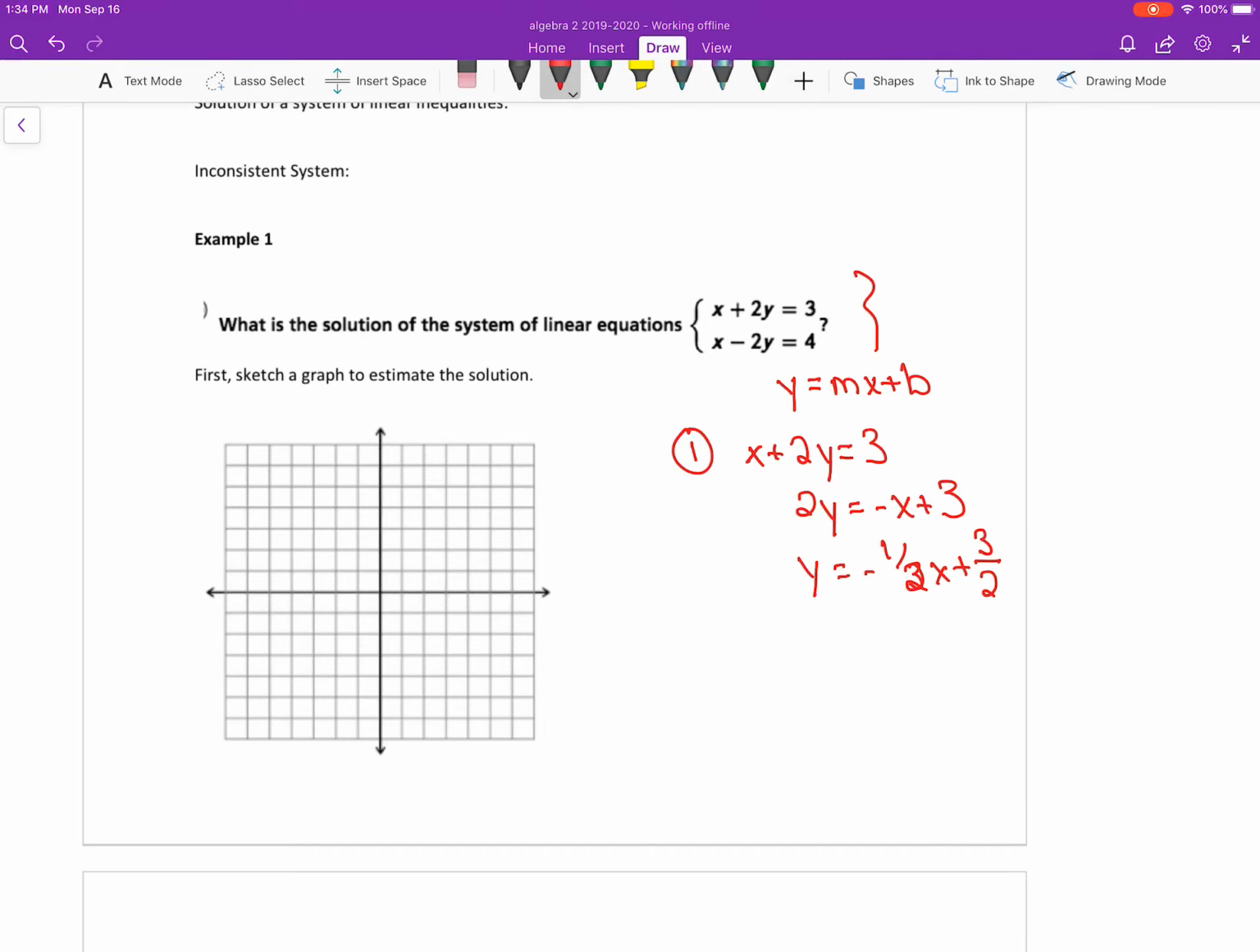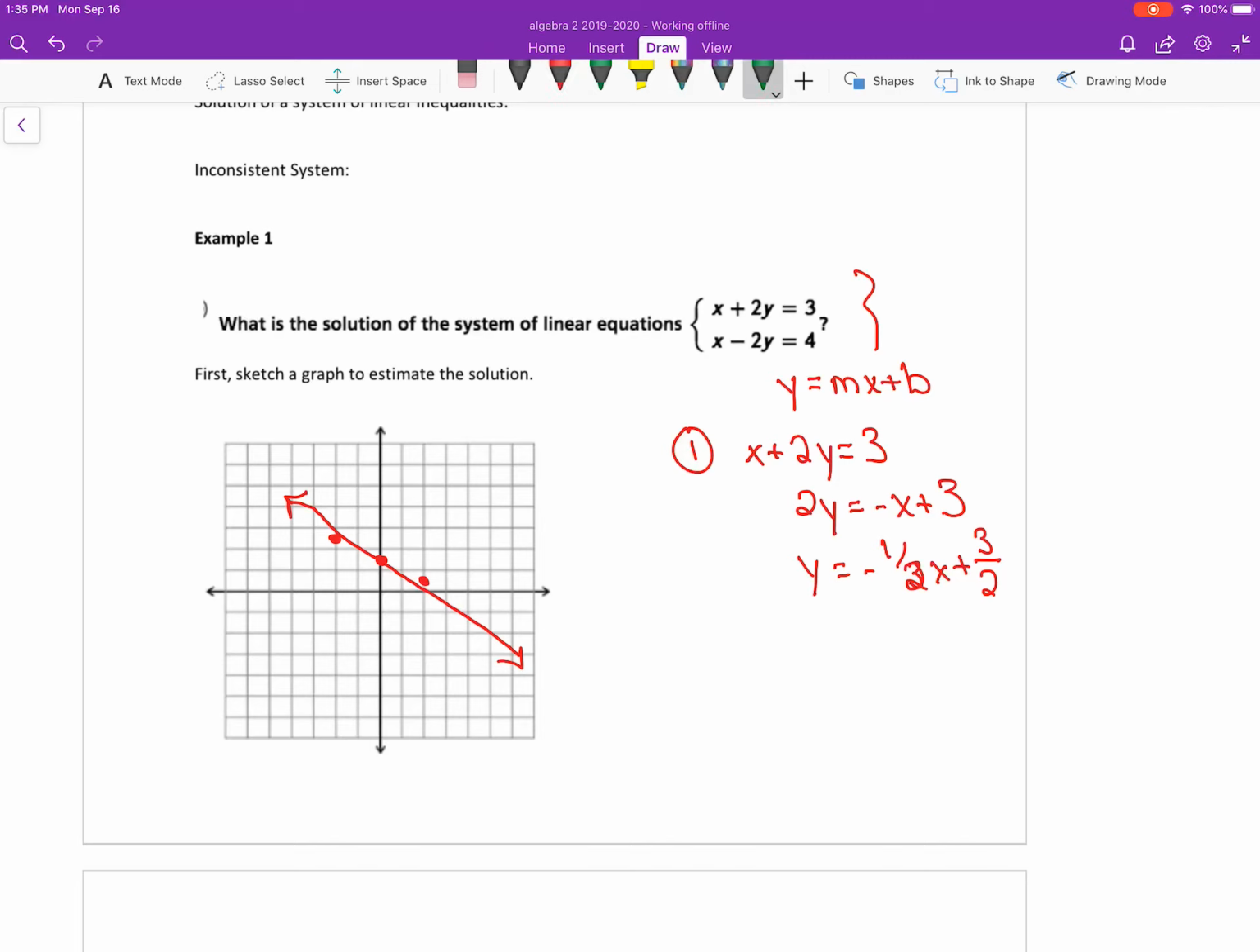And to graph that, we have a y-intercept of 1.5 and a slope of negative 1/2. So up 1/2 to the left, or down 1/2. And we could connect that line, which I do so well without a ruler.